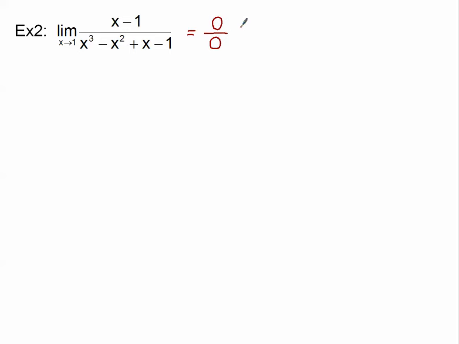We get that indeterminate, which is good news. That means that we have a common factor that we can cancel away. And in fact, this time I know that that common factor must be x minus 1, because that's the only factor I see in the numerator.